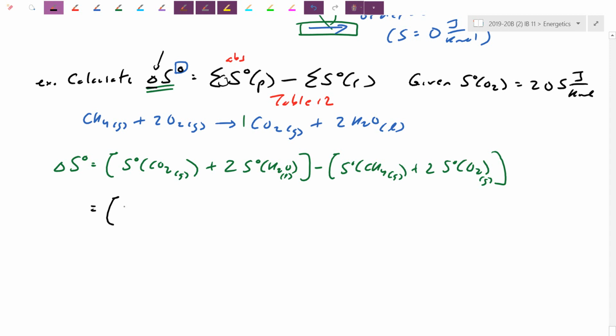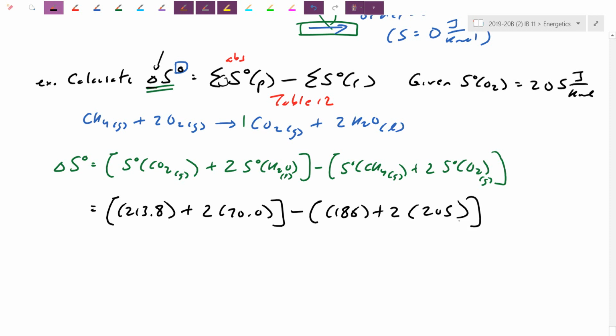I was getting earlier 213.8. That's the amount of entropy for CO2, joule per Kelvin mole. I need to double water's value. I mentioned I'm going to use the liquid value, so 70, minus off the entropy for methane, which is 186, and add twice the value they gave you for oxygen as well, 205.